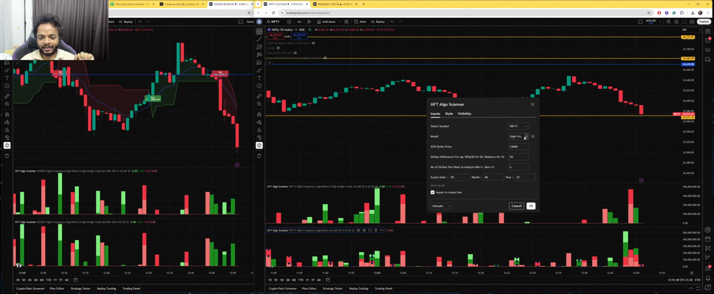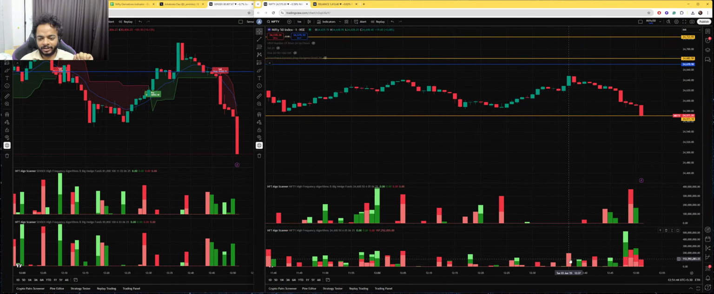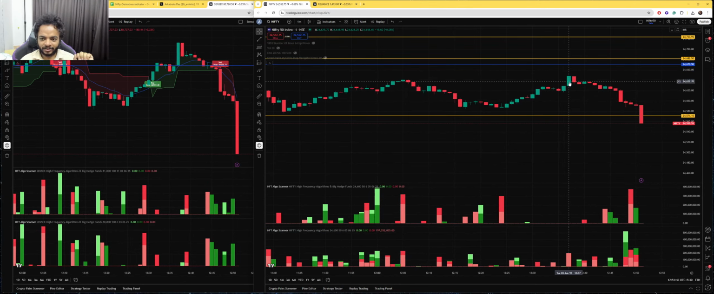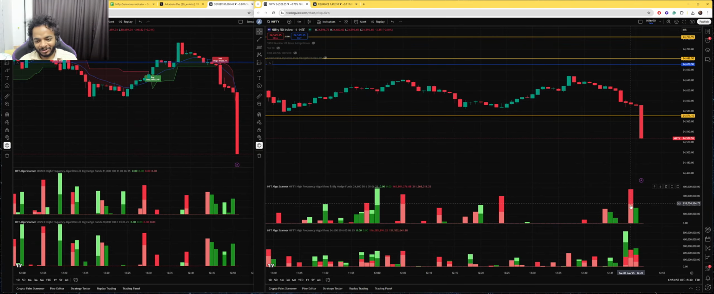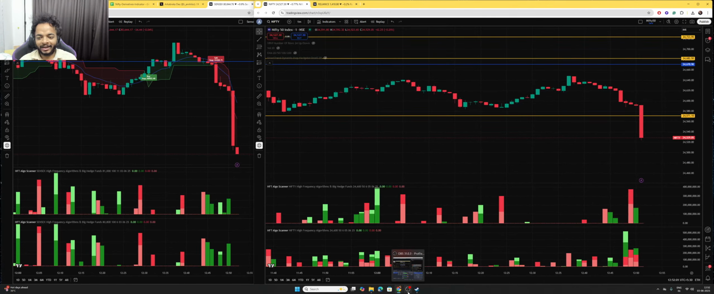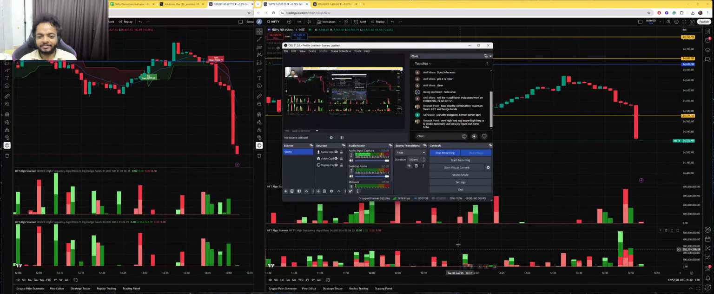With the help of the second model, the high frequency algorithms, we are able to detect further shorts right from the top there, as you saw. And there you go, further fall happened. You should know that, see here, they bought puts and shorted calls as well. That is the beauty of this indicator.